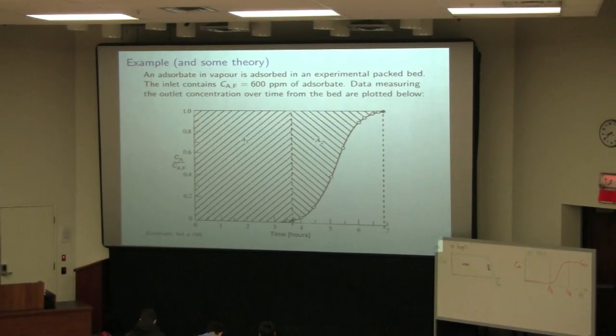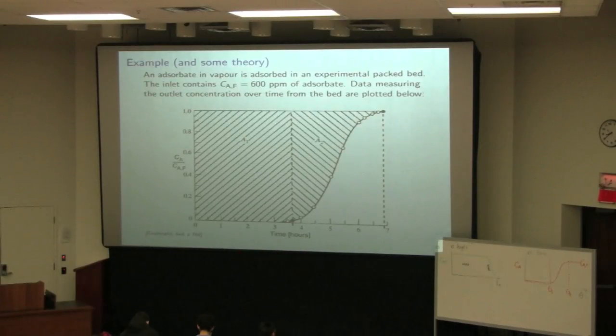We have adsorbate in a vapor, solute in a vapor, and we're looking at taking that up in a packed bed. My inlet is 600 ppm, so that's on a mass per mass basis. We can only measure the outlet concentration over time, and that's what the open circles are over here. So every open circle is a single measurement at a point in time of the outlet from my bed.